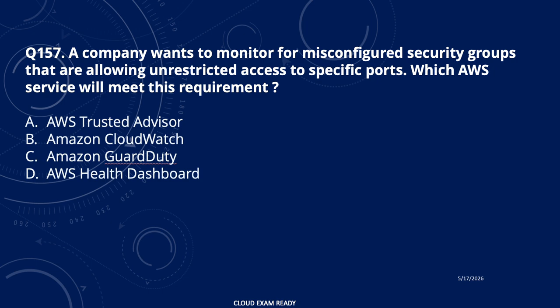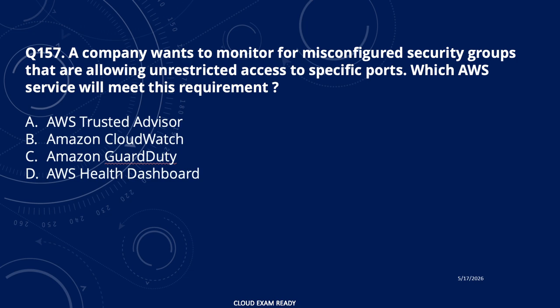Okay, so the company wants to monitor misconfigured security groups which are allowing unrestricted access to specific ports. Some unrestricted access has been happening on specific ports, so the company needs to monitor these misconfigured security groups. From which service can we find it? So we have options Trusted Advisor, CloudWatch, GuardDuty, and Health Dashboard.